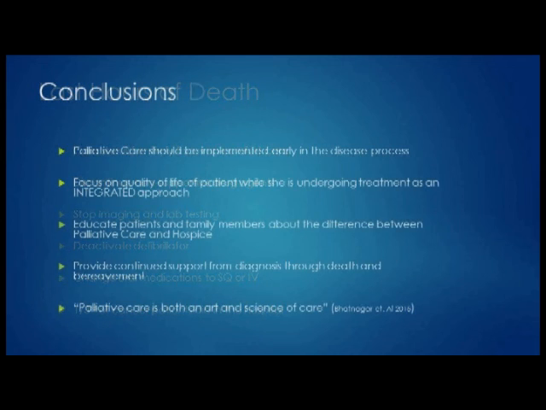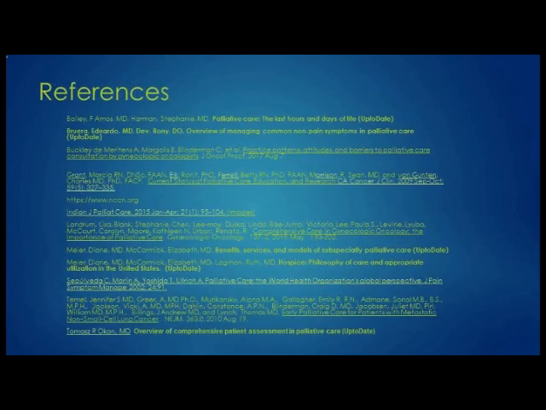So in conclusion, palliative care should be implemented early in the disease process, and it focuses on the quality of life of the patient while she's undergoing treatment, more as an integrated approach. It's important to educate patients and family members about the difference between palliative care and hospice, and provide continued support from diagnosis through death and bereavement. One quote that I found that I thought was really interesting is that palliative care is both an art and science of care. Thank you.